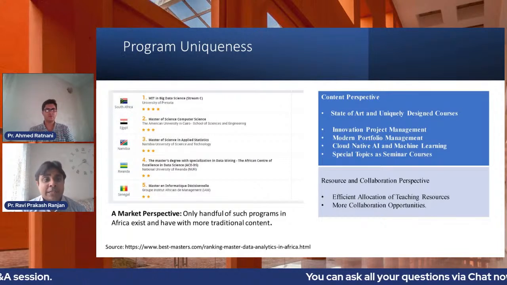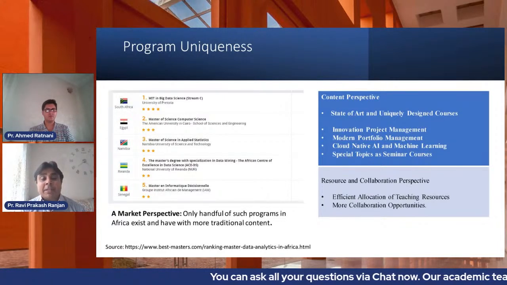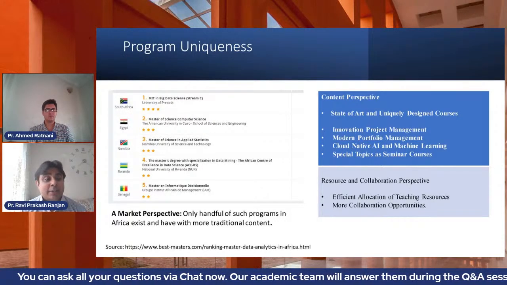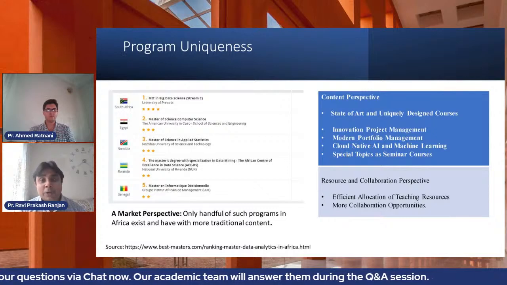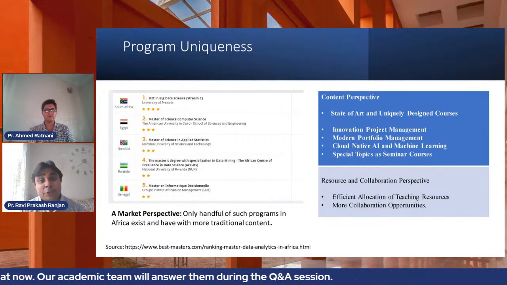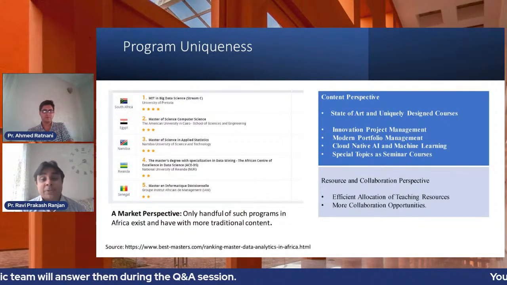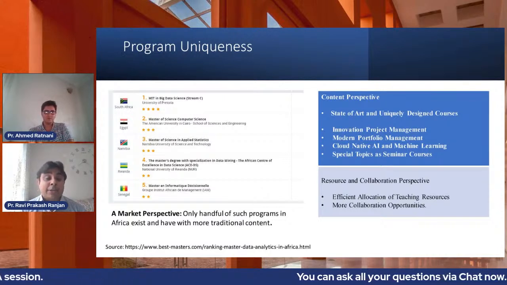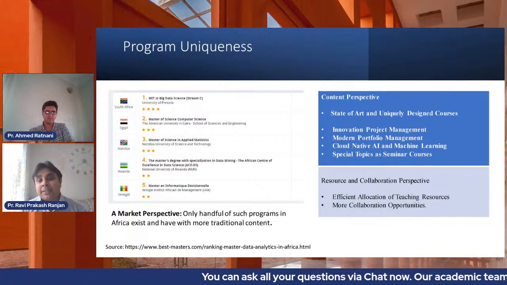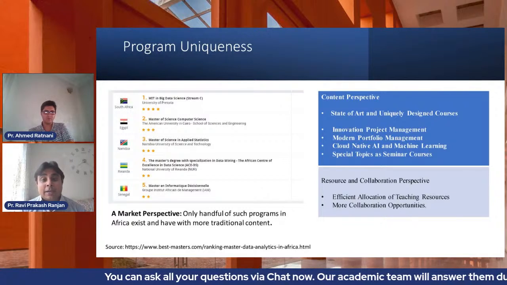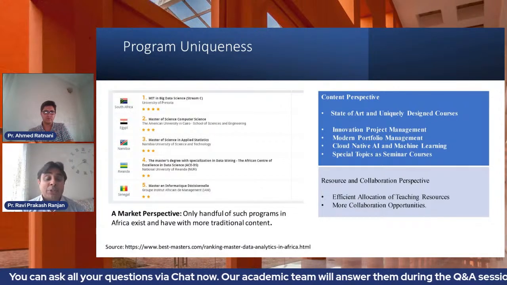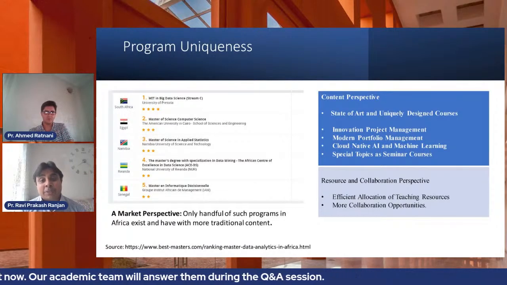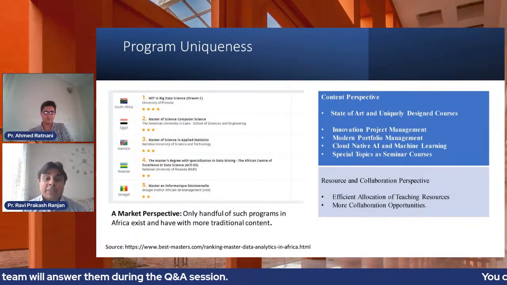So that's also the reason we combined multiple streams, and there are multiple specializations that we are providing. We have very up to date and uniquely designed courses. We have introduced innovation project management, which Professor Ahmad mentioned earlier. In terms of portfolio management, we are really trying to be state of the art in our content. We have introduced generative AI and machine learning, which forms the core of the data engineering specialization. And we have special topics as seminar courses.